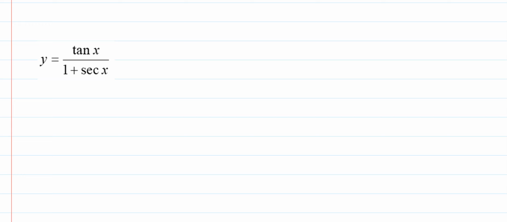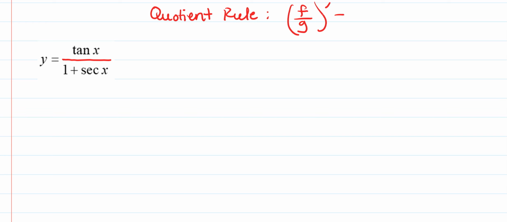This is a derivative problem that has to do with the quotient rule and trig functions. So here we have a division problem. So we know that we have to apply the quotient rule, and the quotient rule said that the derivative of a quotient is the derivative of the top times the second minus the derivative of the second, which is the bottom, times the top, all divided by the bottom square.